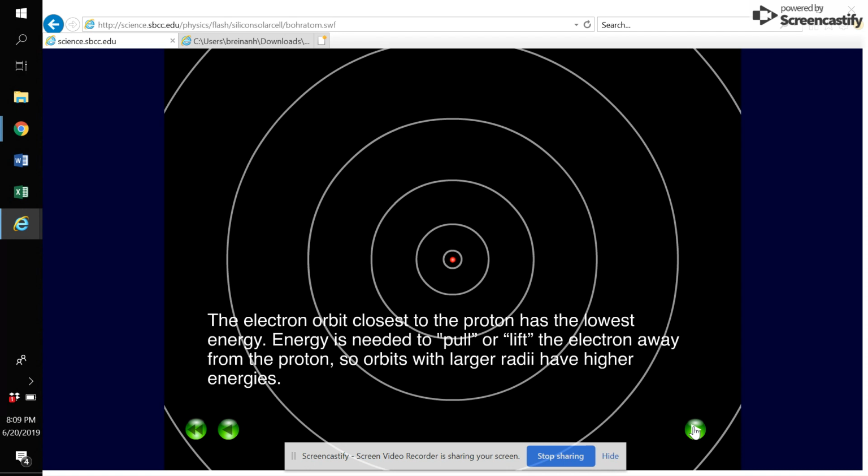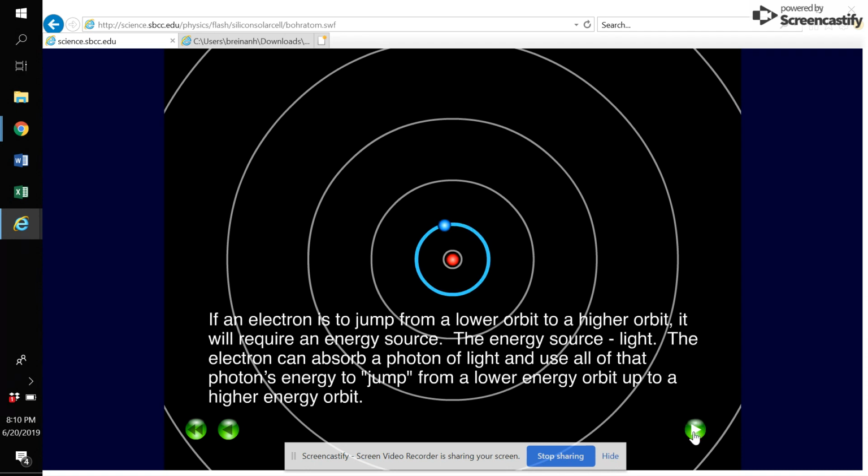On the next screen, watch for a photon of light to hit the electron to excite it to a higher energy level. Here comes the photon. Note how the electron moved to a higher energy orbit. It had to absorb energy from the photon for this to happen.